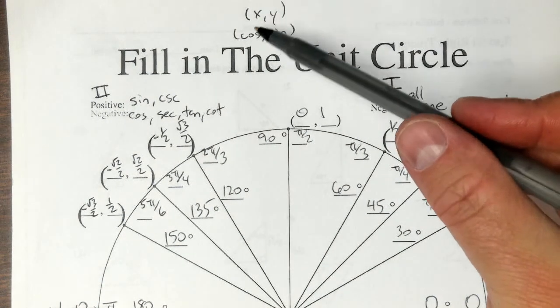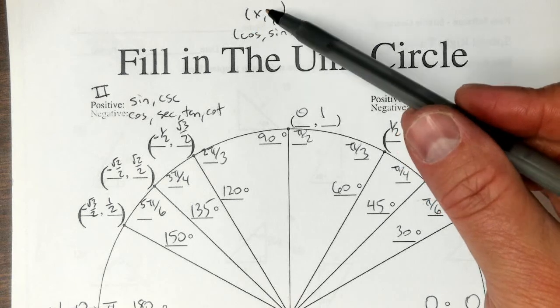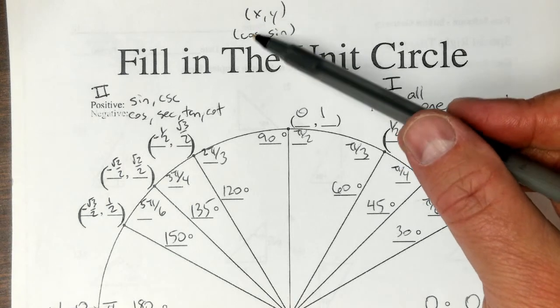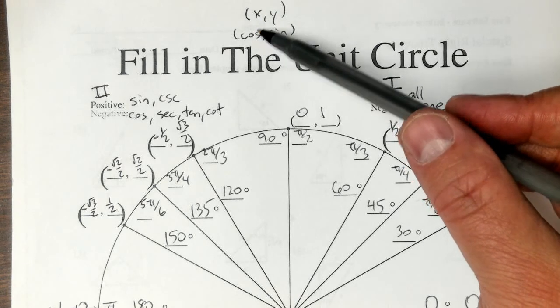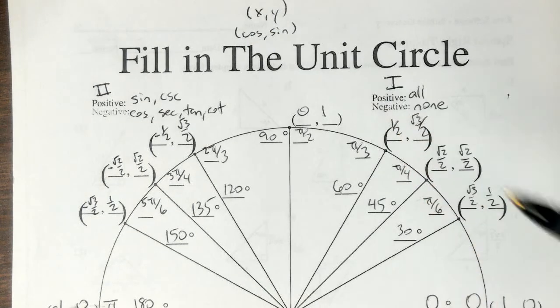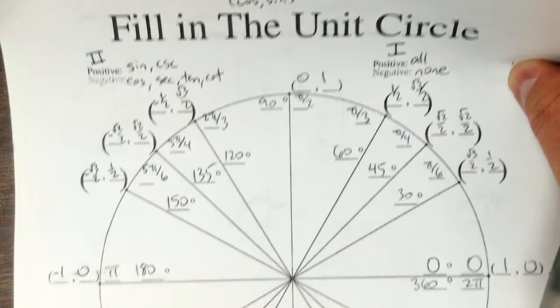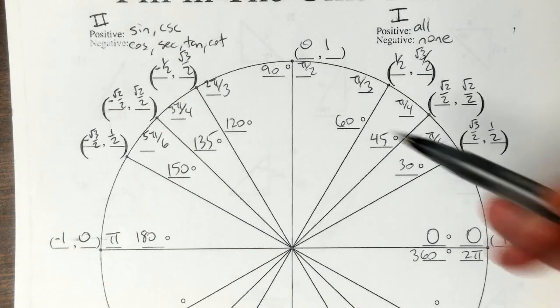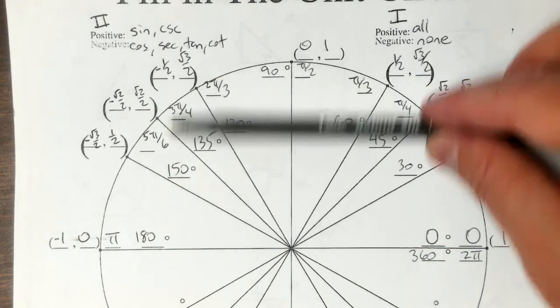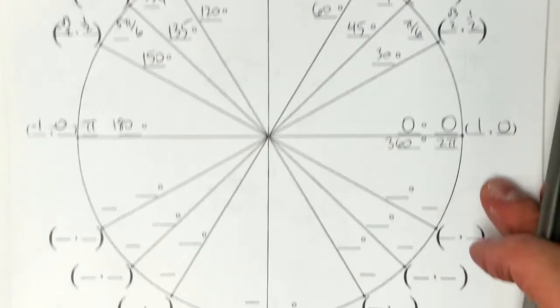So the first letter is x, and so that corresponds to cosine, which c comes before s. It's an easy way to remember it. So your y's are positive since you're above the x-axis.